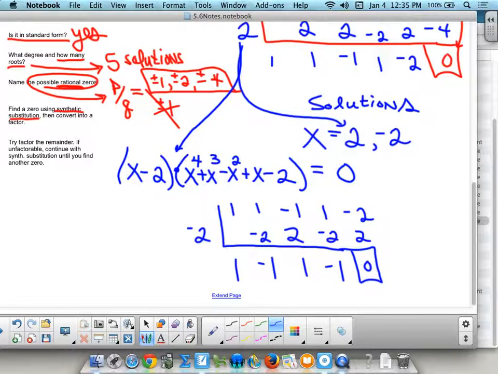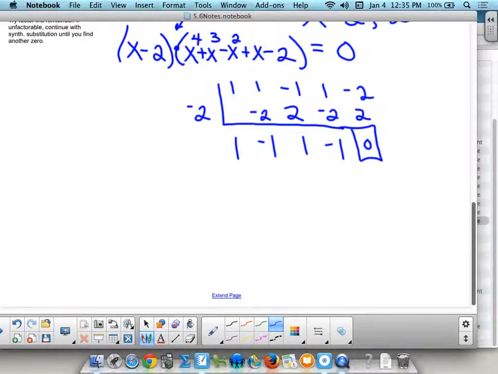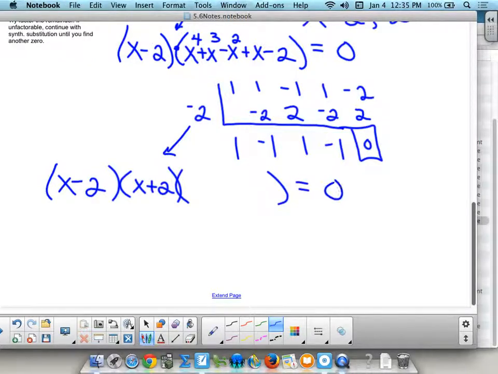X equals negative 2, correct? Okay, now, hang on. You have to think like this. This creates a factor, x plus 2. We already had a factor, x minus 2. So it's this times what's left. What's left? X cubed minus x squared plus x minus 1.